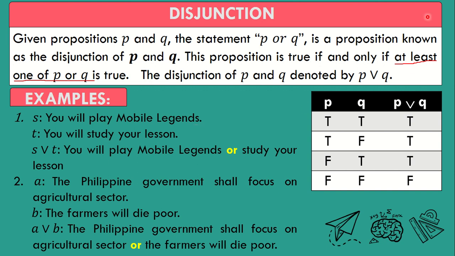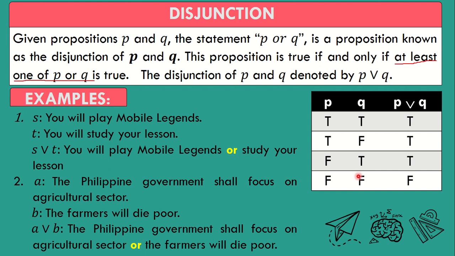Again, for this to become true, at least one of the simple propositions must be true. As you can see in the first, second, and third rows, the proposition is true. Here both are true, so that's true. P true and Q false is obviously true because we have one simple proposition as true. False for P and true for Q is also true. The only time this will become false is when both are false.